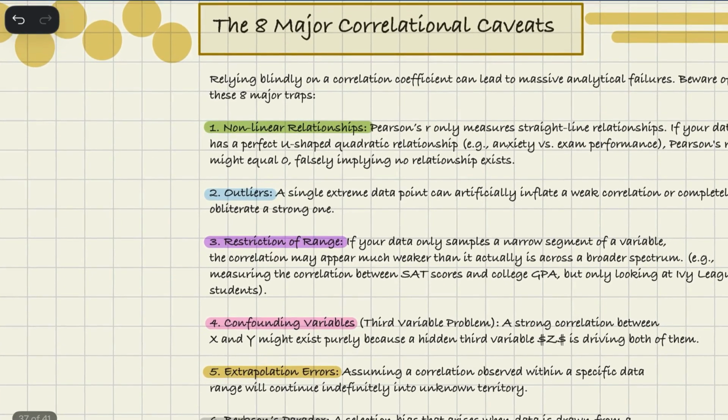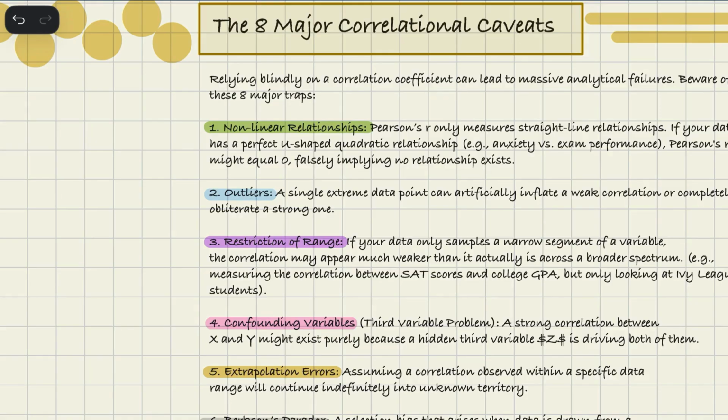So now let's talk about the 8 major correlation caveats. Relying blindly on the correlation coefficient without looking at the context will lead to a massive analytical failure, right? So let's look at the 8 major traps that can happen in correlation.